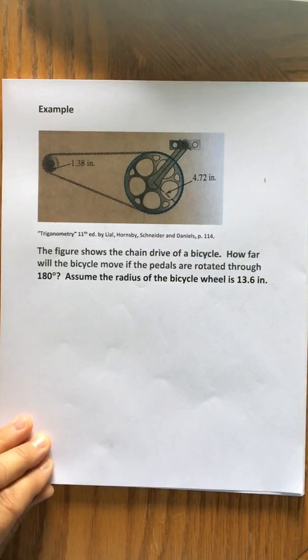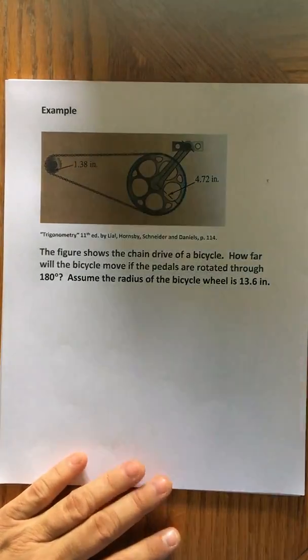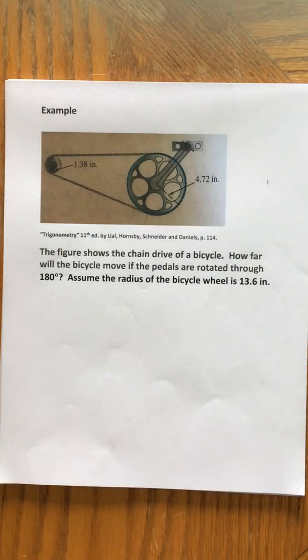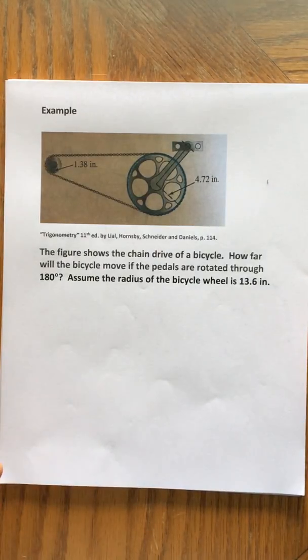So we have a figure here that shows the chain drive of a bicycle. And we're asked how far will the bicycle move if the pedals are rotated through 180 degrees. Assume the radius of the bicycle wheel is 13.6 inches.